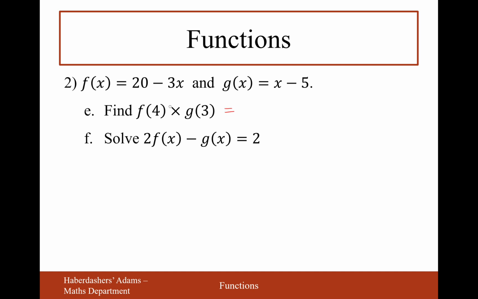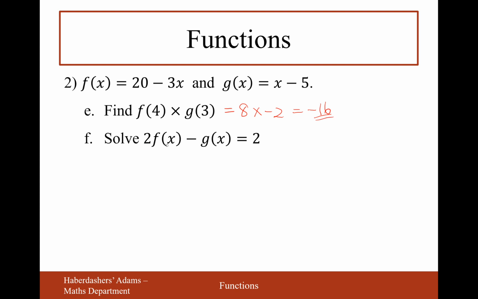Okay, so when it says f of 4 times g of 3, we'll put 4 into the f function, 3 into the g function, and multiply the two things together. So putting 4 in, I'll get 8. Putting 3 in, I'll get minus 2. And 8 times minus 2 is minus 16.